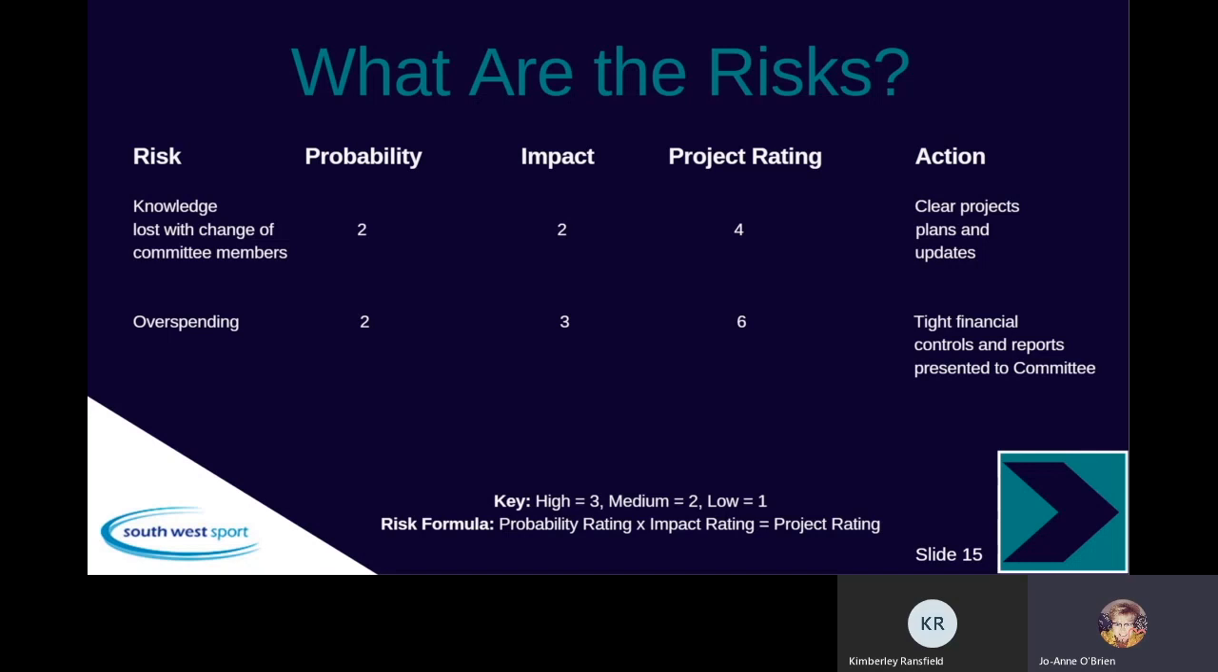Another one will be overspending. That definitely is a 2. How will that impact? That's a high risk impact. So that'd be your project would be a 10. So that'll give you a tight financial control and reports presented to your committee. So that would have to be your action to make sure that that wasn't going to happen.